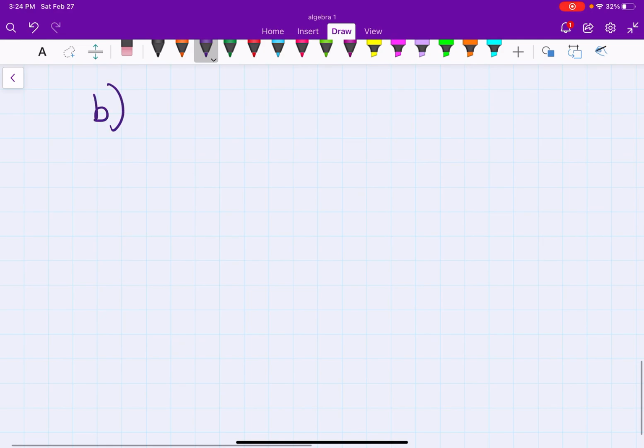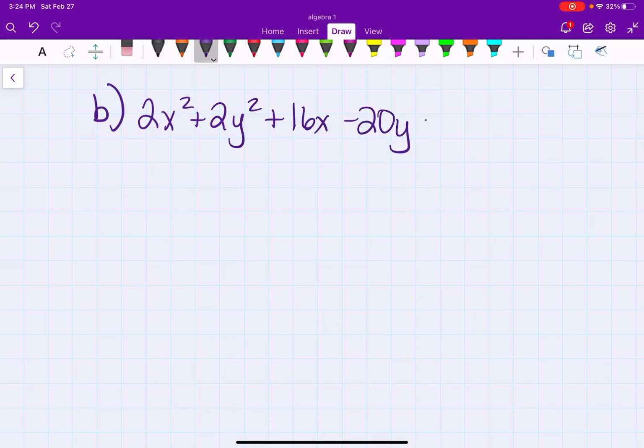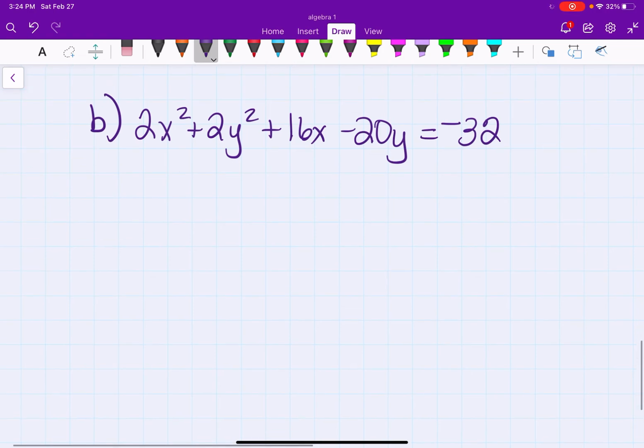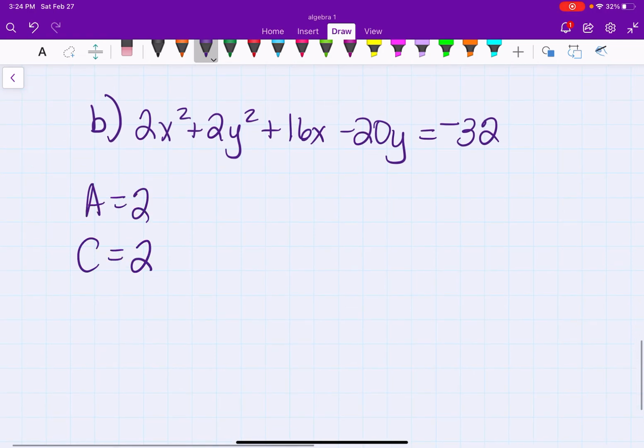B, we have 2x squared plus 2y squared. The rest doesn't matter. Whatever else is going on here isn't going to matter because look at the front of x squared and y squared. What's in front of them? What's in front of x squared? What's in front of y squared? A equals 2, C equals 2. If they're exactly the same and the same sign, we have a circle. Okay, so you just have to think about it.